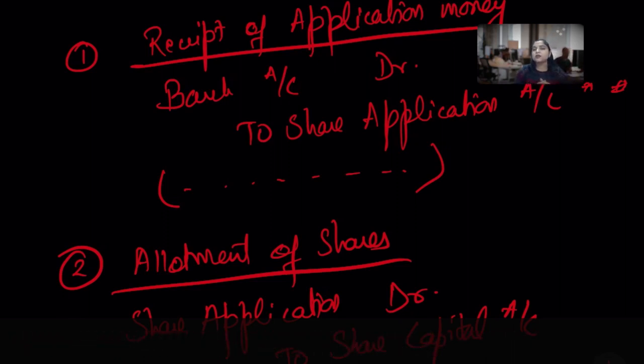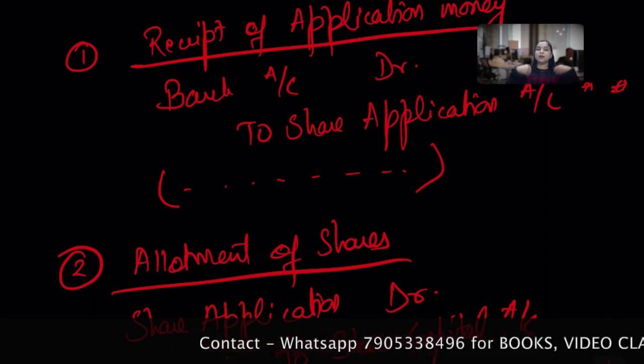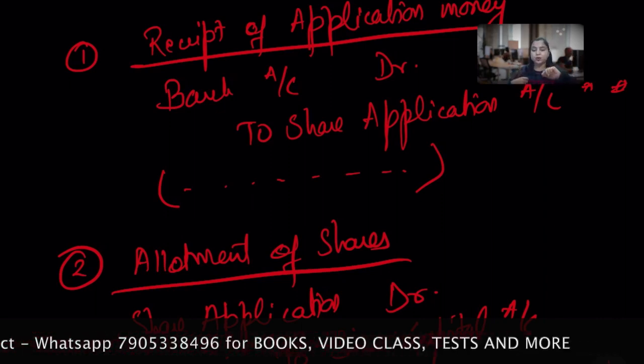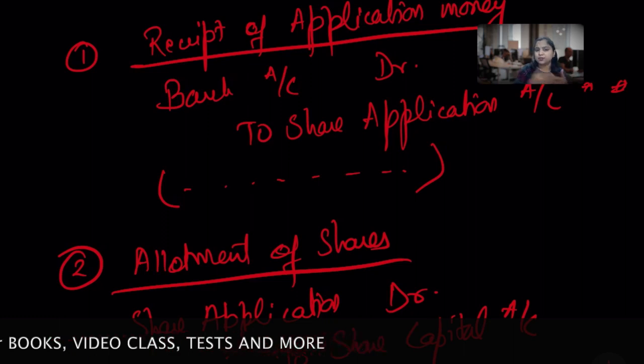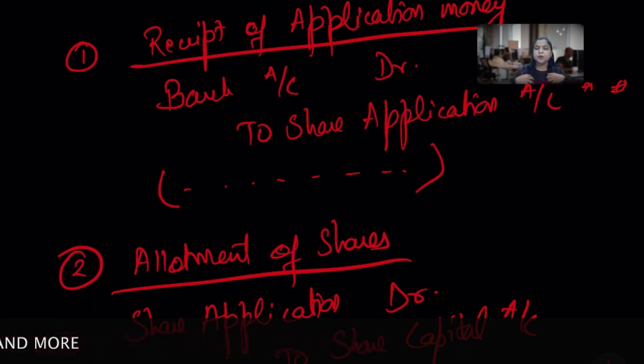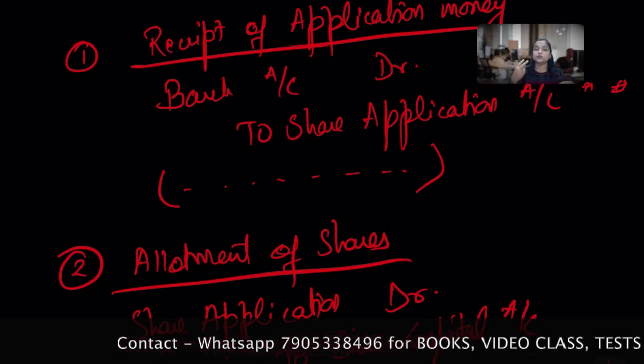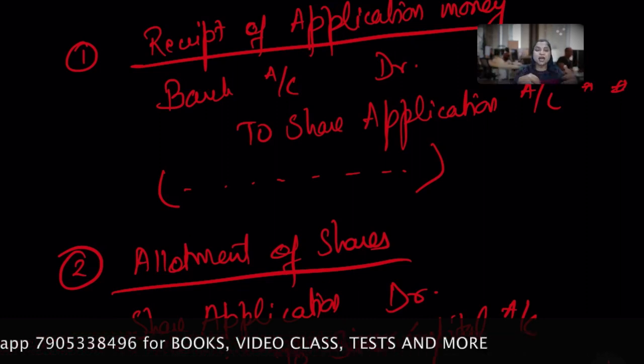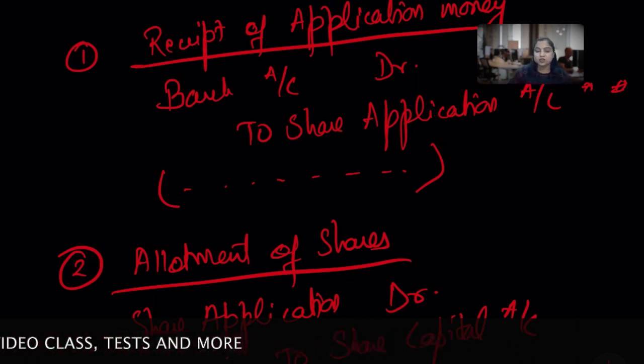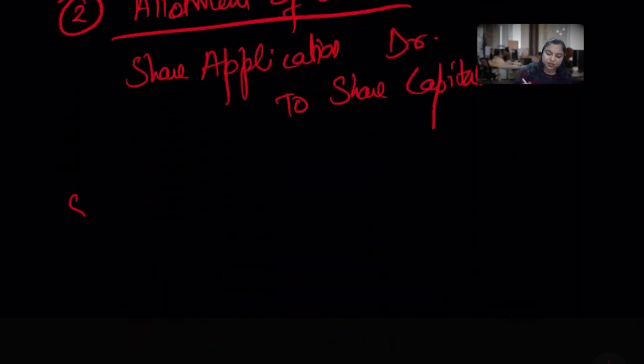So what will be the entry? Just a simple understanding. I got the money, bank account is debit to your share application against the share application you gave me. But now I can't give shares to all of you because I have 10 shares, but 12 people applied. For 2, or on a pro rata basis, I have to return the money. I have to refund it.